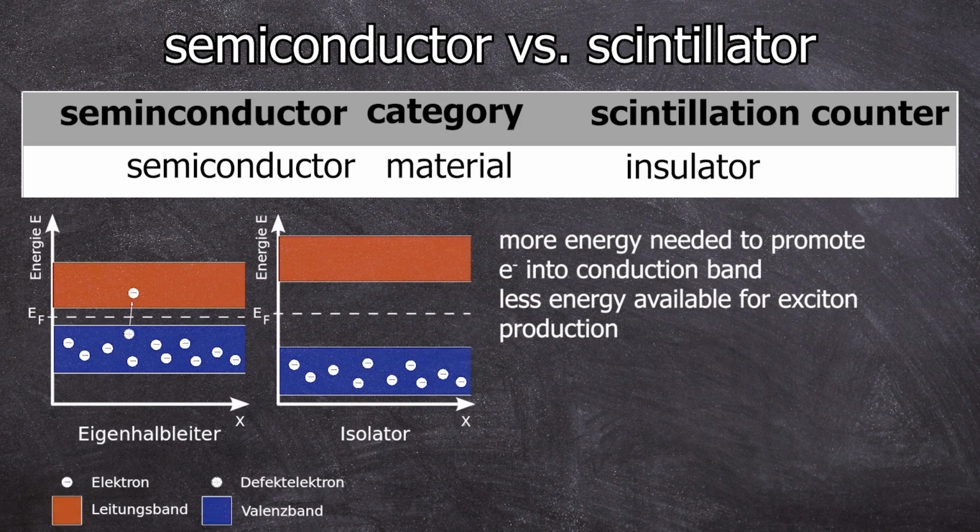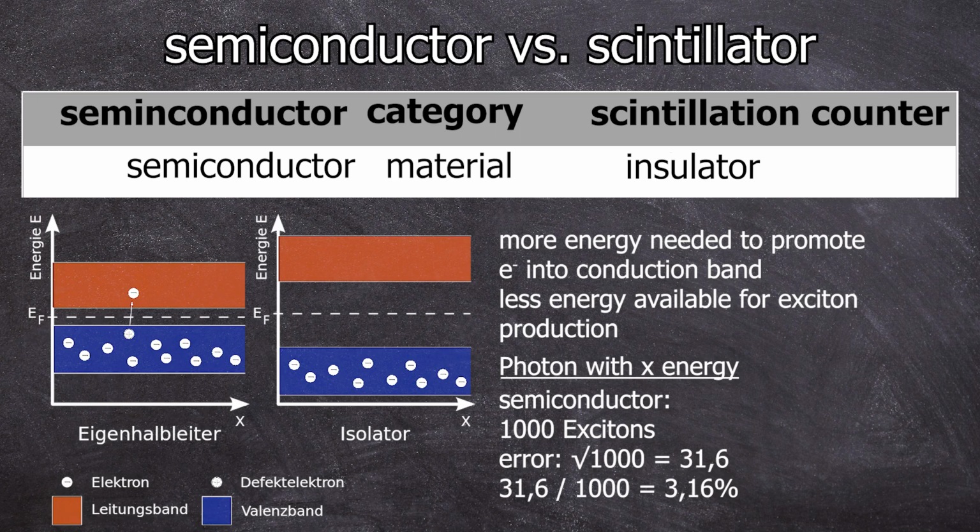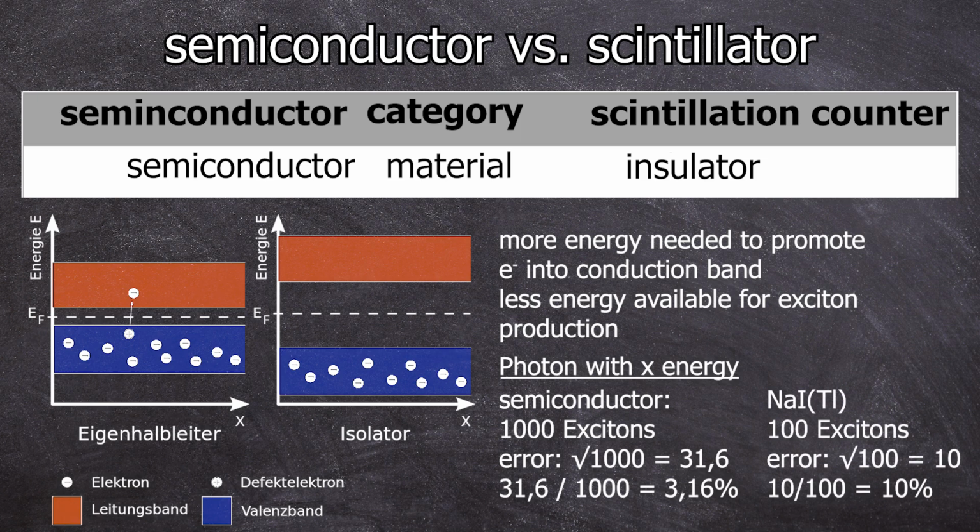That's the electric insulator. When a gamma photon hits the crystal, electron-hole pairs are created in numbers proportional to the photon's energy. In a semiconductor crystal, say 1000 electron-hole pairs or excitons are generated by an incoming gamma photon. In a scintillation crystal, due to this larger band gap, only 100 pairs are generated.